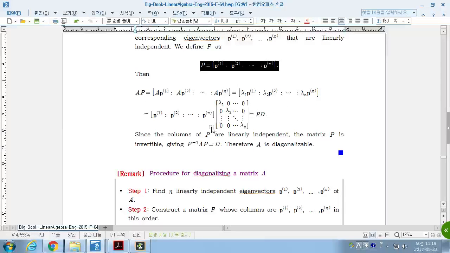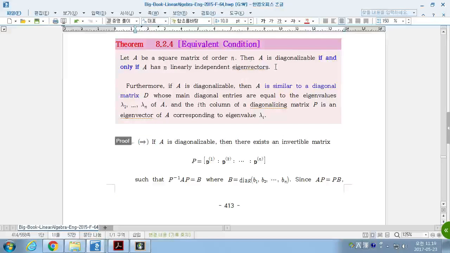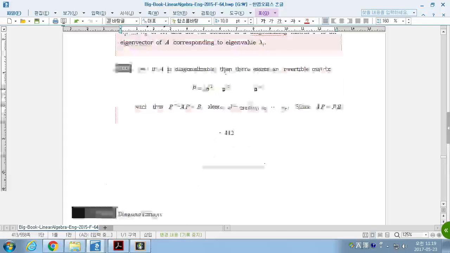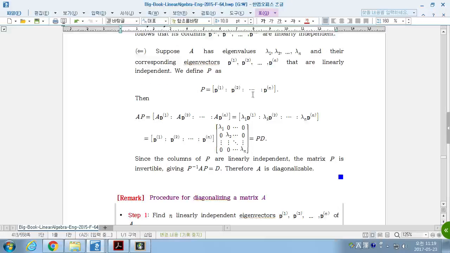What this says is, P is an invertible matrix because you have n linearly independent eigenvectors. The columns of P are all linearly independent. So P is an invertible matrix. So multiply P inverse on both sides, then we have P inverse AP is a diagonal matrix D, whose main diagonal entries are the eigenvalues of A. Done. It is diagonalizable. Okay? So this theorem not only gives this fact, but also how to find the matrices P and D.